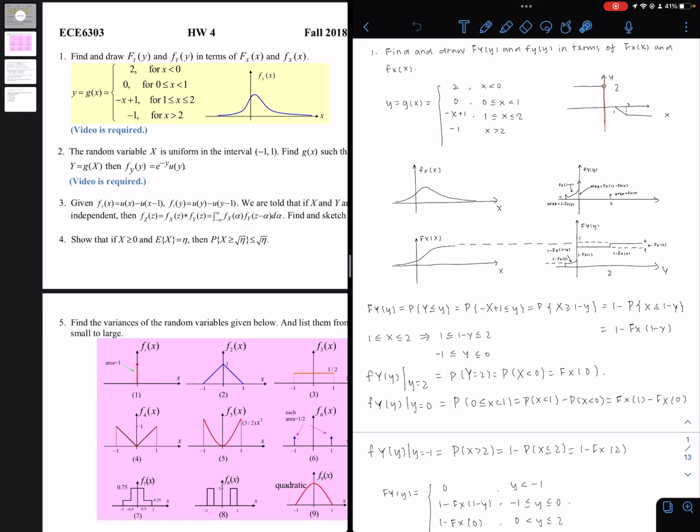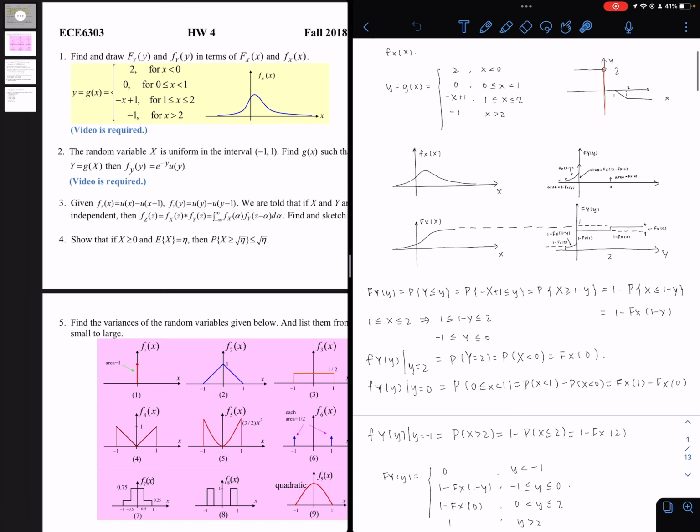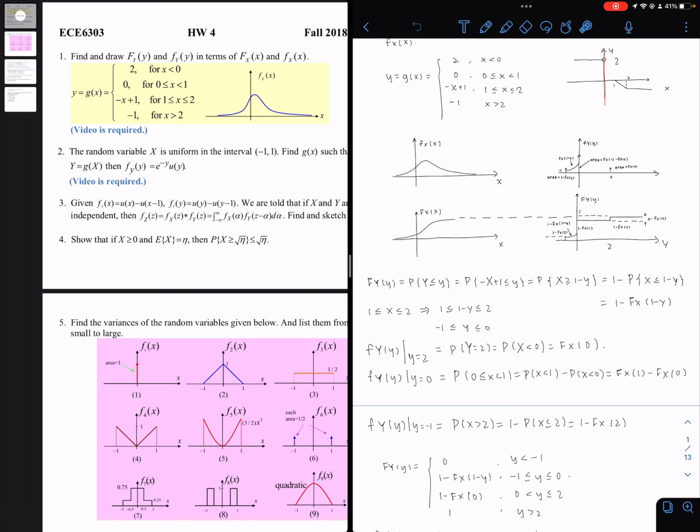Let's just try to find the cumulative probability and density. So we can just do it the old-fashioned way. So the cumulative probability of y is when the variable y is less than small y.